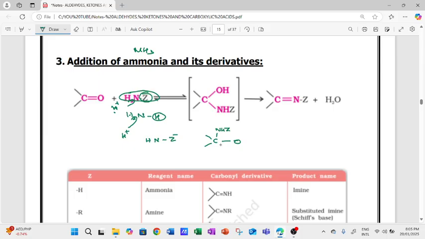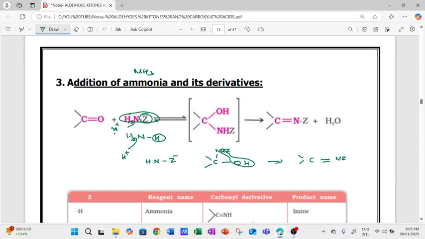It goes like this. And soon after the production of this intermediate, water will be eliminated in this way, H and this OH. As a result, only NZ remains. It means carbon with NZ. If you put a single bond, the valency won't be correct, so it is connected through a double bond. This is how the reaction goes. But I'll tell you an easy method to understand the reaction.